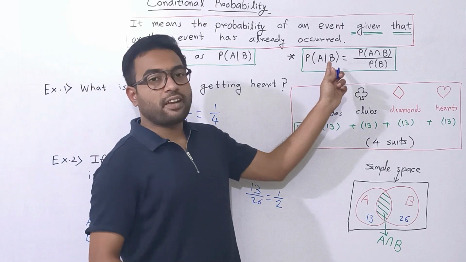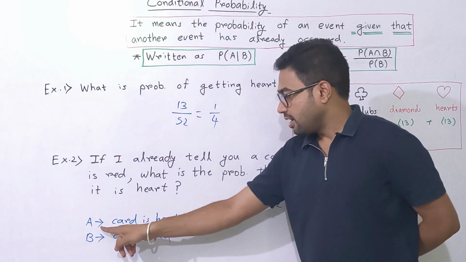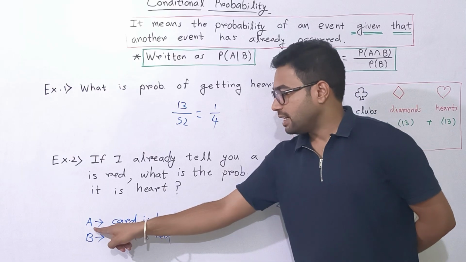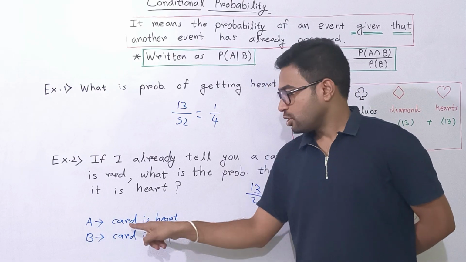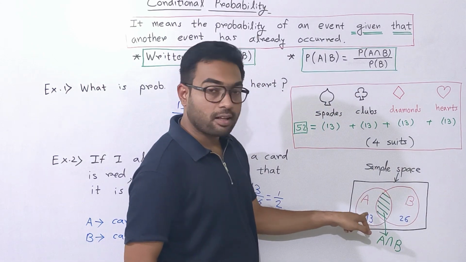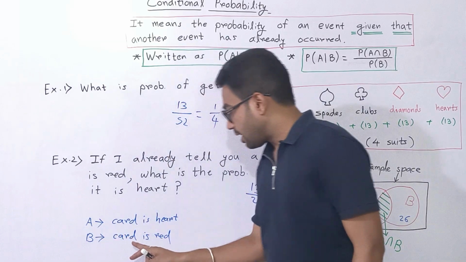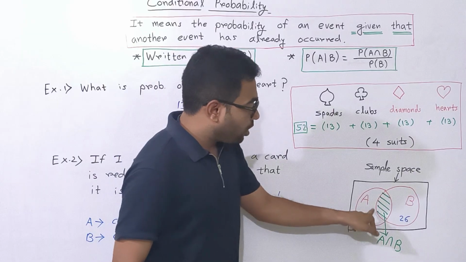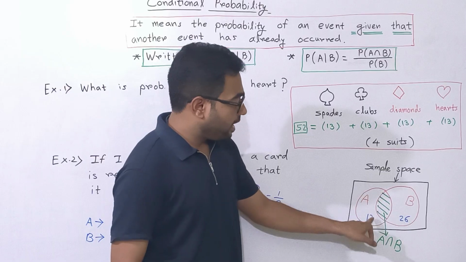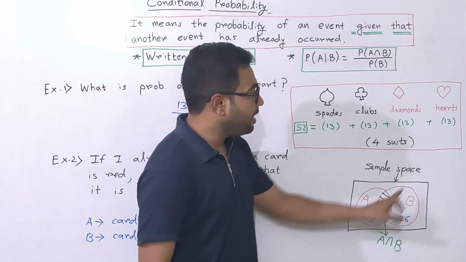But if I want to go by the definition of conditional probability, see, there are two events happening: card is a heart and card is red. So I will denote these two events by A and B. A is card is heart. There are 13 hearts. B is card is red. How many red cards are there? 26. And A intersection B means there are 13 red heart cards.